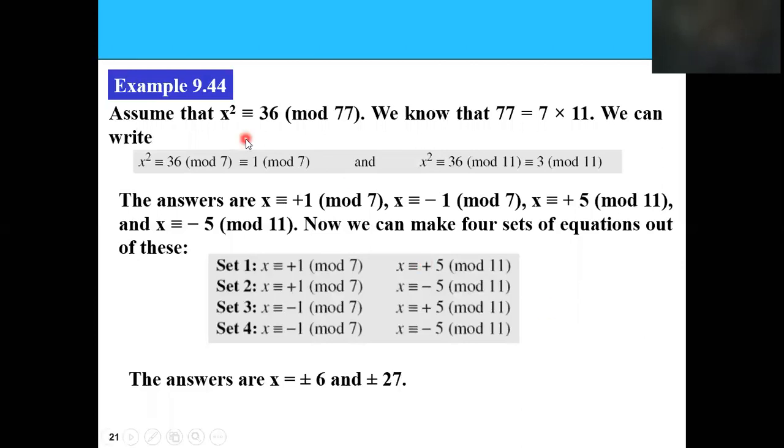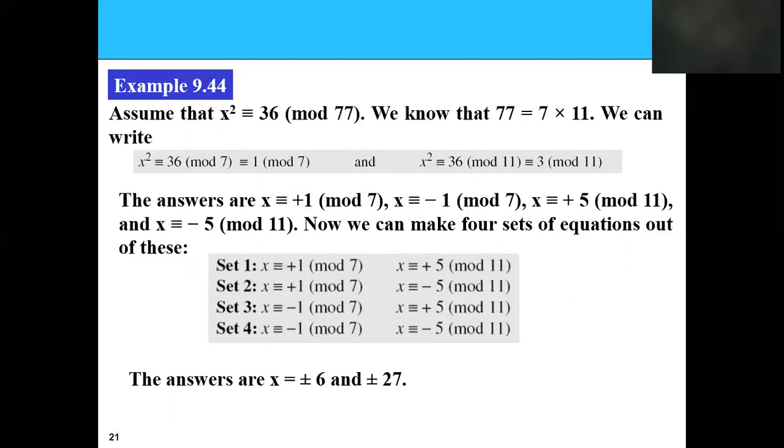Like, assume that x squared is congruent to 36 mod 77. We know that 77 is 7 times 11. So, dear student, we have to decompose this: x squared is congruent to 36 under mod 7, which is x squared congruent to 1 mod 7, and x squared is congruent to 36 mod 11, which is x squared congruent to 3. In that case, the answer will be x is 1 and x is minus 1, and x is 5 and x is minus 5. Now we can make four systems of equations out of this. x is plus 1 mod 7, x is plus 1 mod 11, and similarly with plus and negative signs we have four equations.